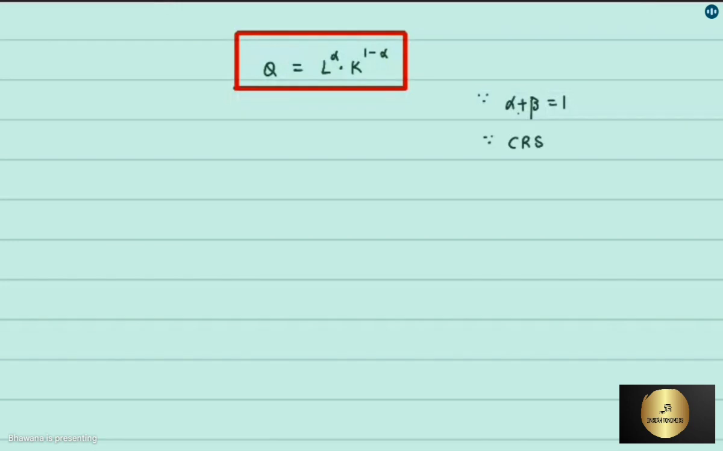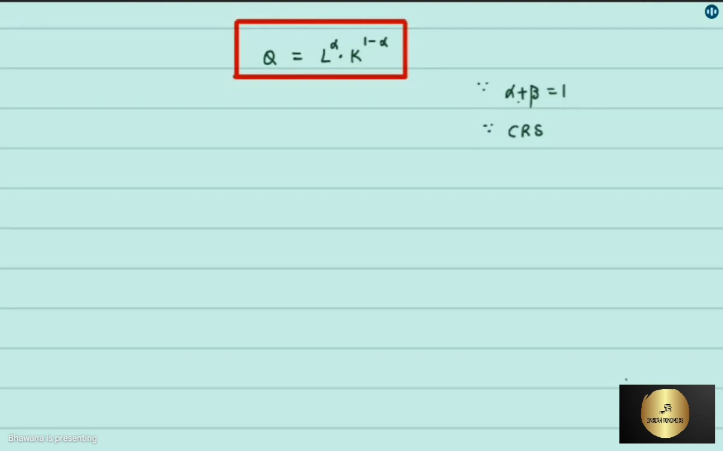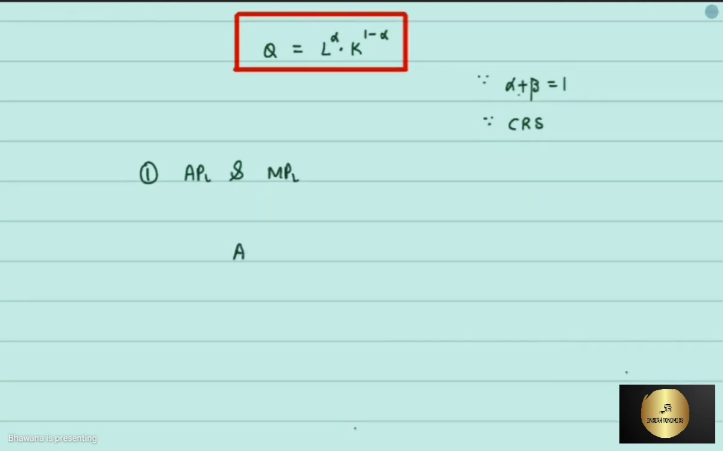We have to derive an expression for marginal product as well as average product of labor and capital. And then we'll have to find what are the factors on which this marginal and average product of labor and capital depend. So first we'll solve for APL and MPL, that is average product of labor and marginal product of labor. So as we know, APL is equal to Q by L, right?